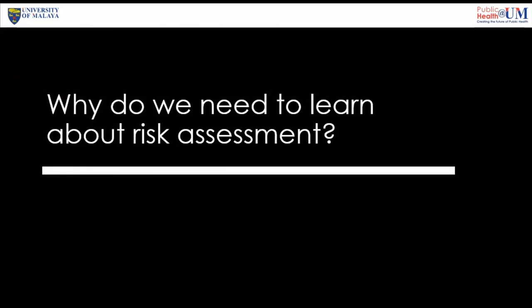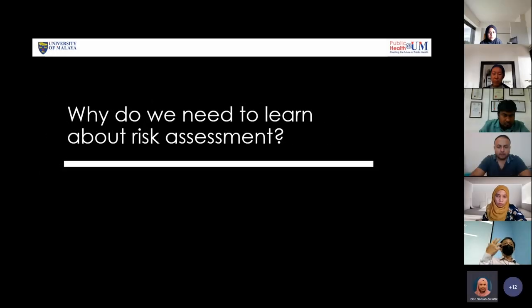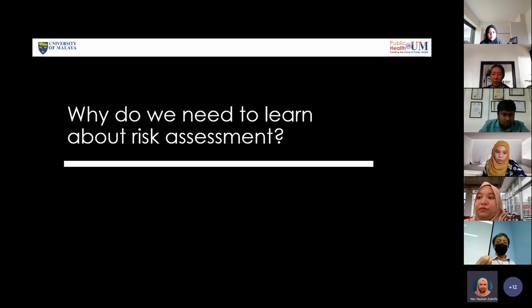So why do we need to learn about risk assessment? What is so important about doing risk assessment? I think before COVID-19, a lot of people didn't understand that risk assessment basically forms the basis of us making decisions. Of course, we do risk assessment all the time. But when we talk about risk assessment, why do you think we need to learn about it?